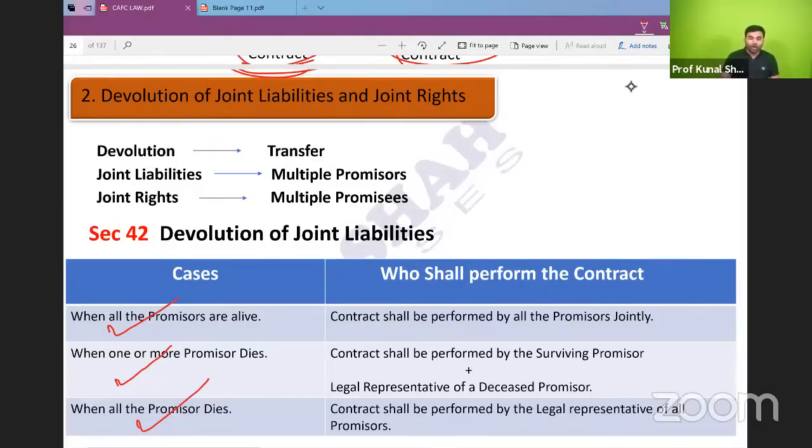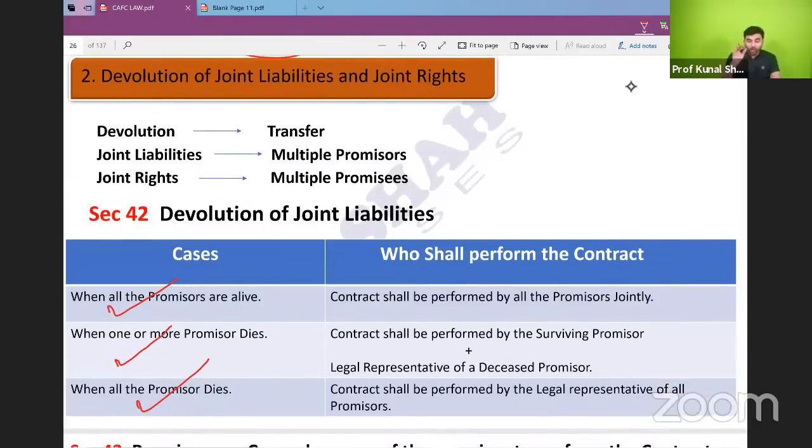Law says when all the promisors are alive, then the contract shall be performed by all of them. See, we four professors had made a promise to pay you all a sum of rupees 10 lakhs if you clear your CA foundation exams. So there's a contract between the professors and students. You all students have cleared your exams. Now it is our obligation to pay you 10 lakhs.